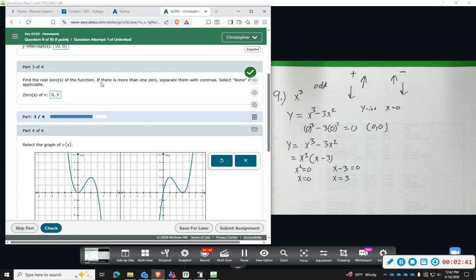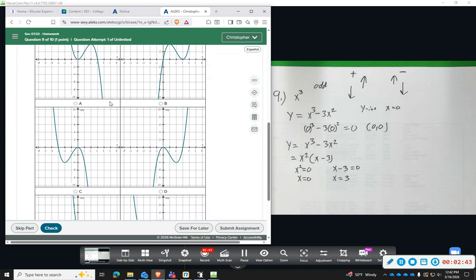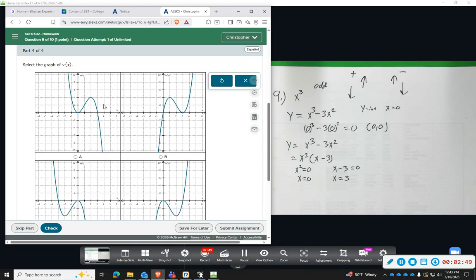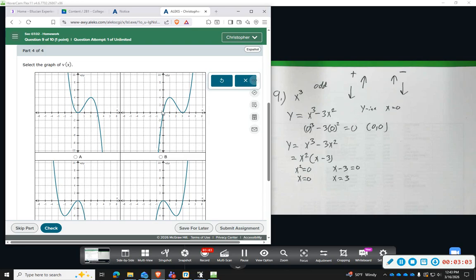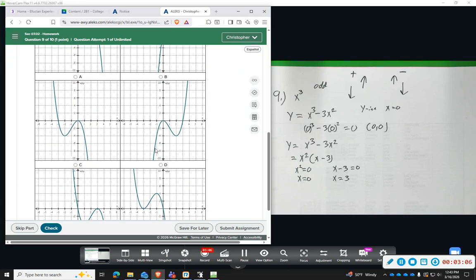Alrighty. Then it wants us to select the graph. We've already determined that it is up on the right, down on the left. Based on our intercepts, it's going to touch at 0. This is not right because we need it up on the right, so we're looking at these two at least. This one crosses at 0, so it can't be that one. Looks like B. Based on the zeros, x squared has a multiplicity of 2, so it's even. It's going to touch at 0, cross at 3, up on the right, down on the left. B matches those properties.